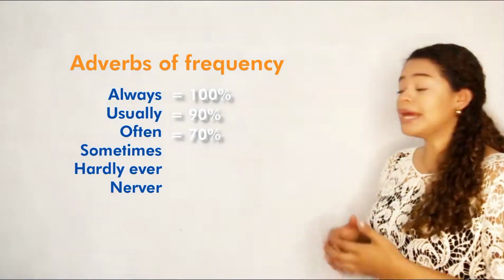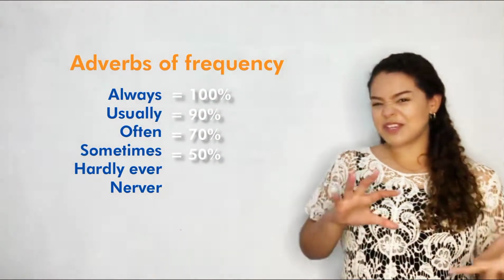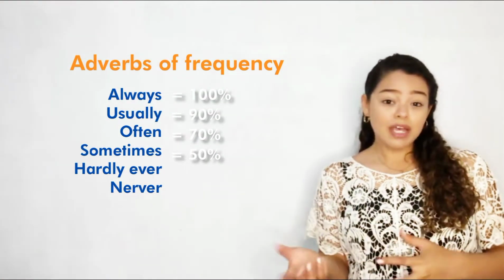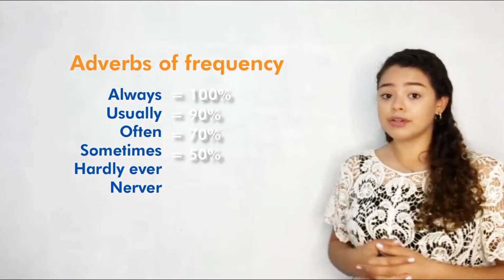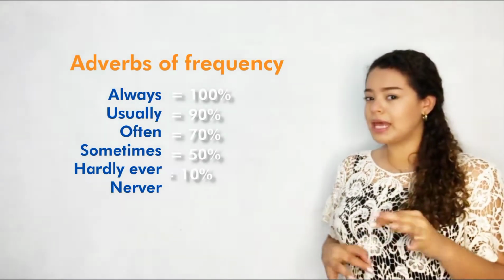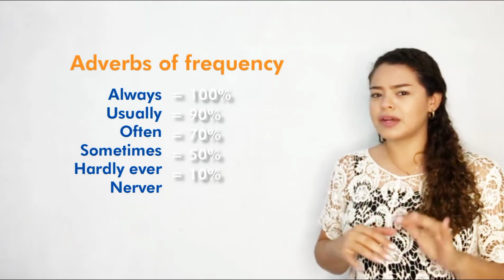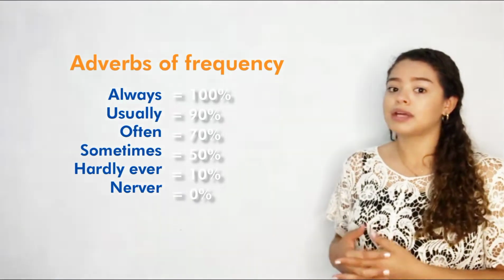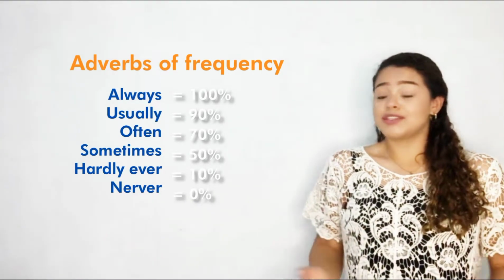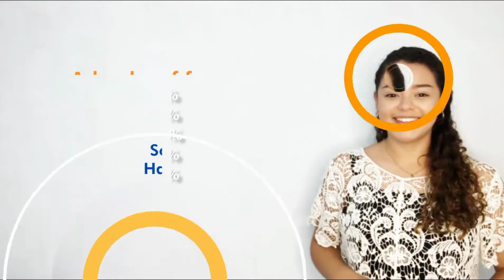Okay? Then we have sometimes. So this is like a 50-50. Right? Sometimes you do it, sometimes you don't. We have hardly ever. So this would be like a 10%, alright? It's pretty rare when you do it. And obviously we have never. So it's something that you don't do.